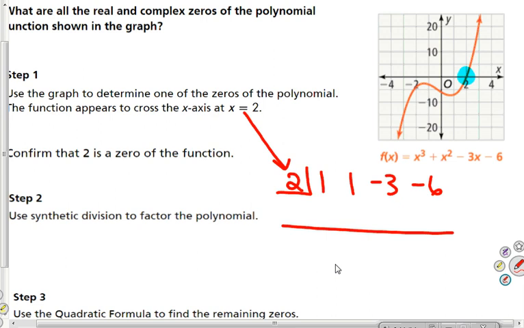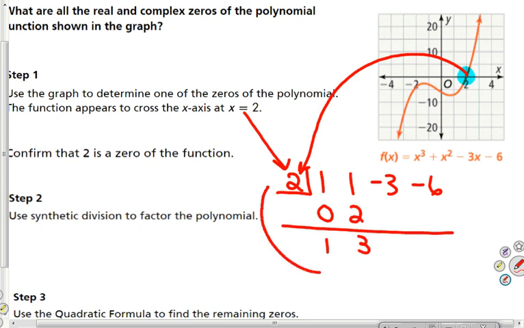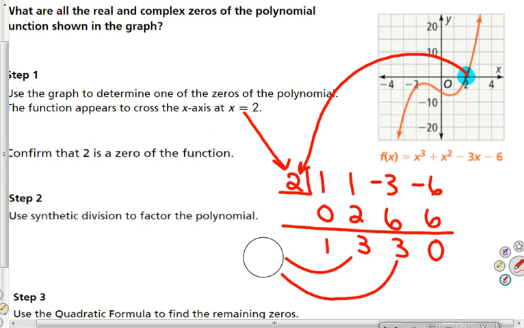Example 3, and it's in your white packet in section 3.5. So we're checking to see if 2 is indeed one of the roots of the function by putting 2 into the little box for synthetic division. Put a 0 here, add 1 times 2 is 2. Add 3, 3 times 2 is 6. Add the negative 3 and 6 to get 3. Multiply 2 times 3 is 6. Add, you get 0. So that's good news. We do have a good root. We now know that 2 is an x-intercept.